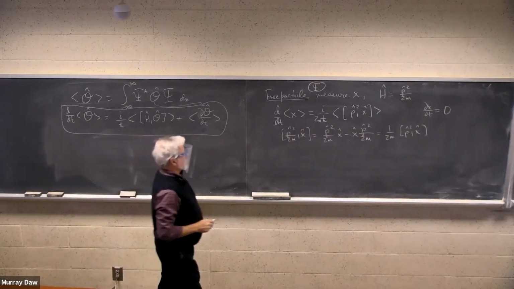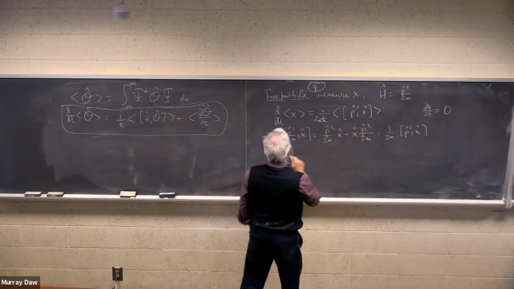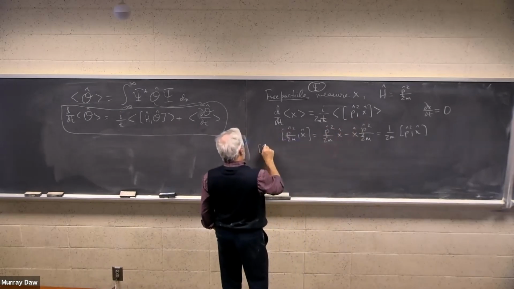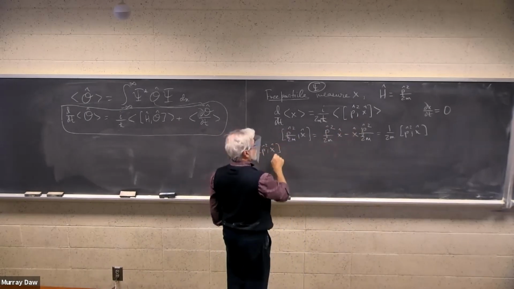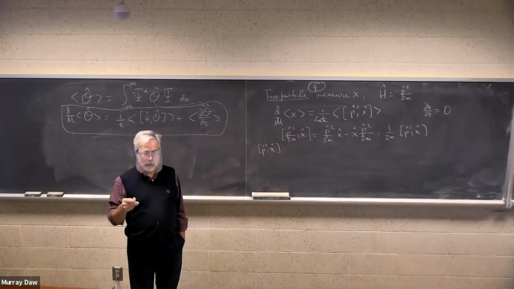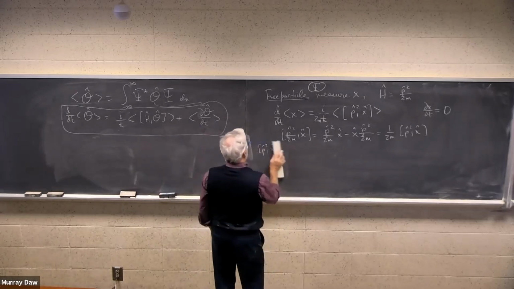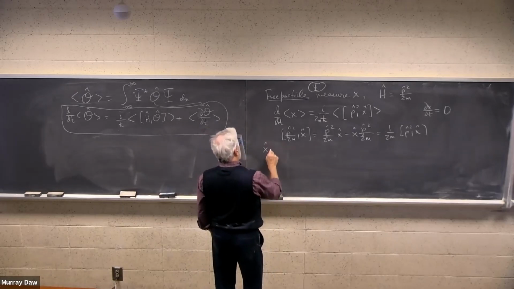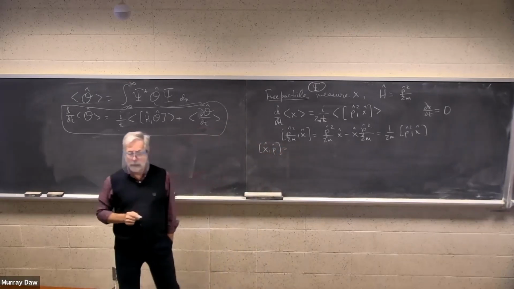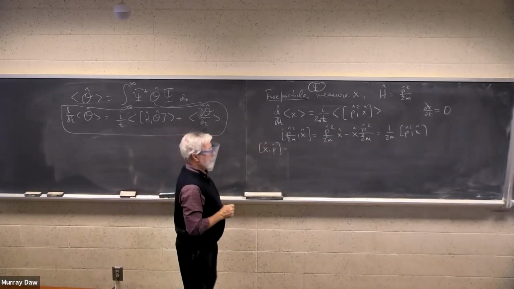Okay, so how do we do this? We're looking for the commutator of p squared with x. We know the commutator between x and p. Now we have p squared. So let's write down the commutator of x and p. What is this? It should be i times h-bar.